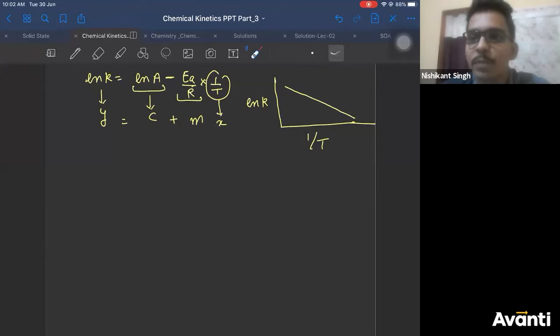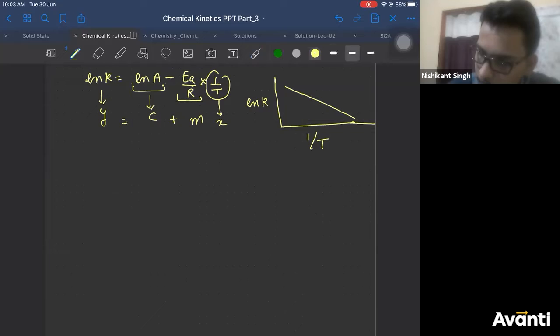Adesh, 0 Kelvin is possible. Who told you 0 Kelvin is not possible? Theoretically, it is possible. But temperature will become infinity if 1 by T becomes 0. So therefore, this graph cannot be extended to the y-axis. Do not touch it. Okay? All right. So this is what the graph looks like. What is the slope here? The slope here is minus Ea by R.